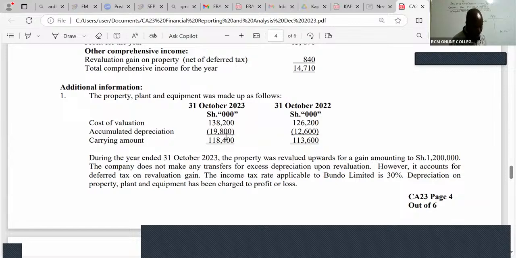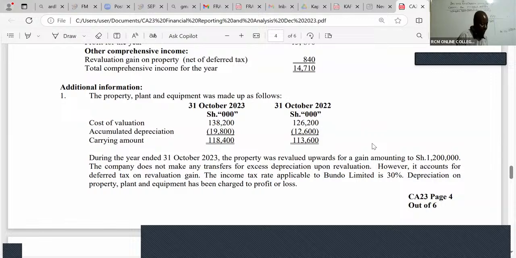And the carry down is 118,400. Remember, you work with net book values. If you want to do your PPE very well, always work with your net book values. So we have 113,600, and then balance carried down 2023 is 118,400.